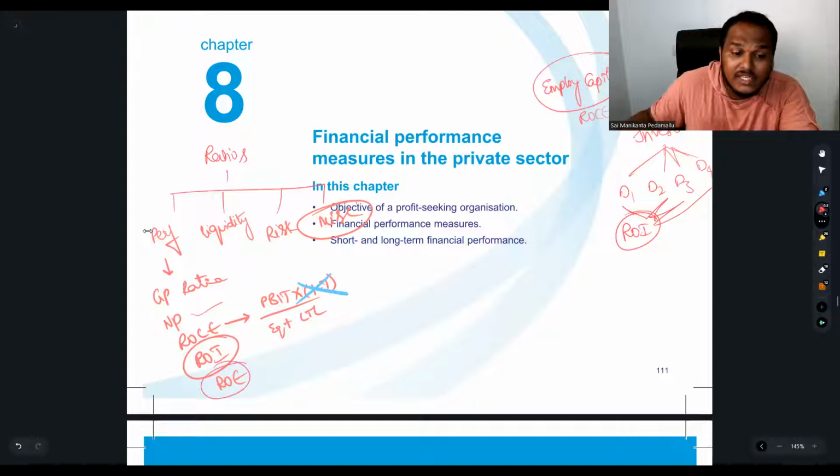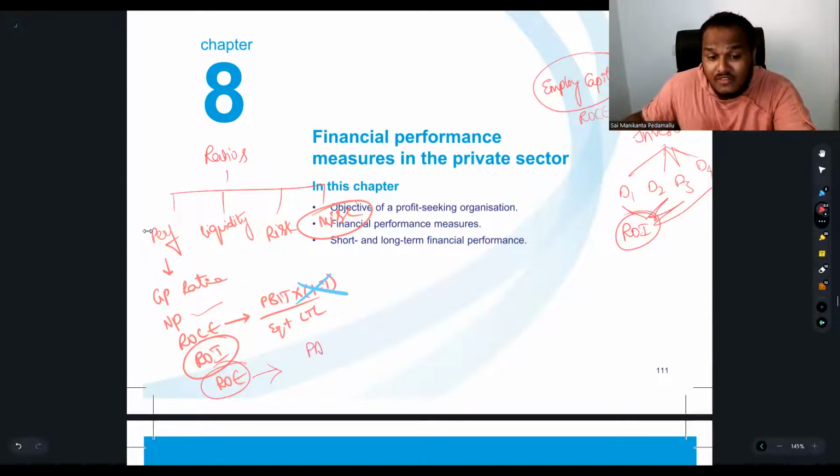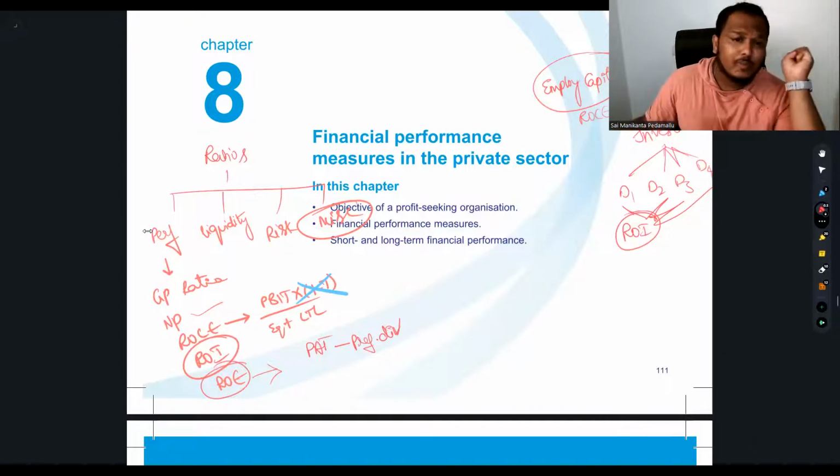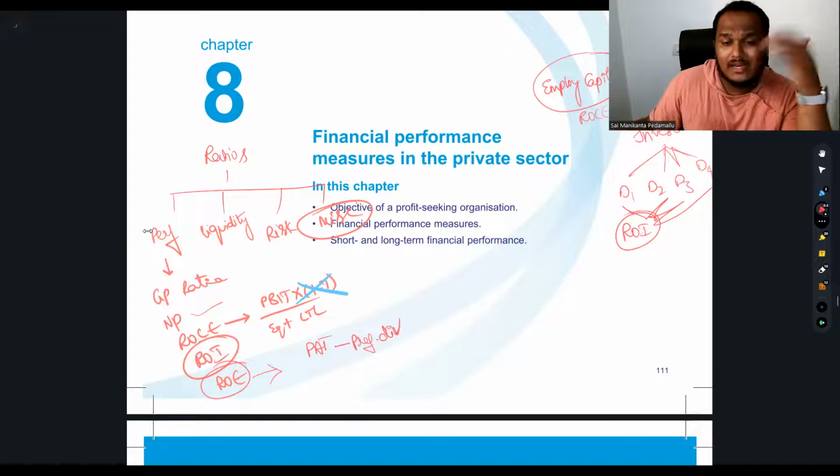Similarly, return on equity will only calculate the return for equity shareholders. That would be your profit after tax minus your preference dividend, provided this is a dividend on cumulative preference shares on which you have to mandatorily pay the dividend.